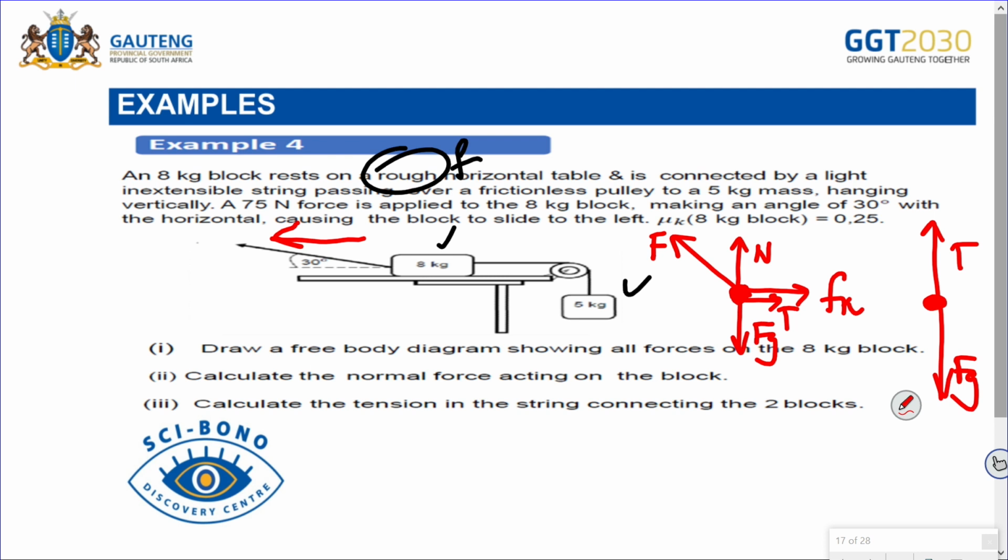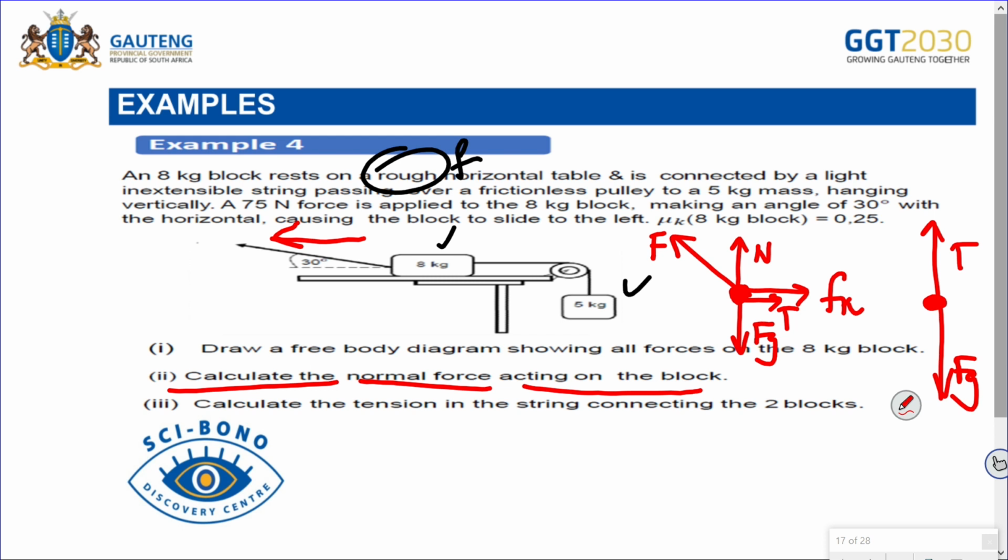They wanted you to draw for only one object, but you need both, especially when it comes to the calculations, right? They want us to calculate now the normal force acting on that 8 kilogram block. Because there's no normal force here, you've seen that. For the 5 kilogram block, there's no normal force. So they want the normal force that is acting on the 8 kilogram block.